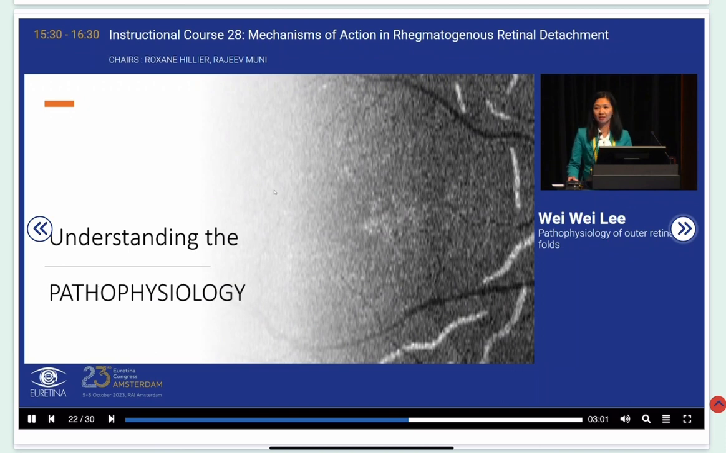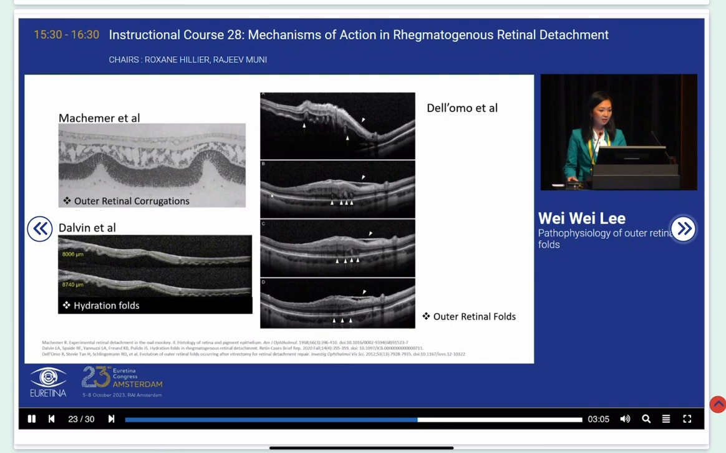So in order to understand the pathophysiology of outer retinal folds, we have to go back to histology studies, where McCammon et al. first described outer retinal corrugations. Decades later, Delvin et al. demonstrated similar findings on OCT and termed them hydration folds. Delamo et al. was the first to describe that outer retinal folds originate from these outer retinal corrugations.